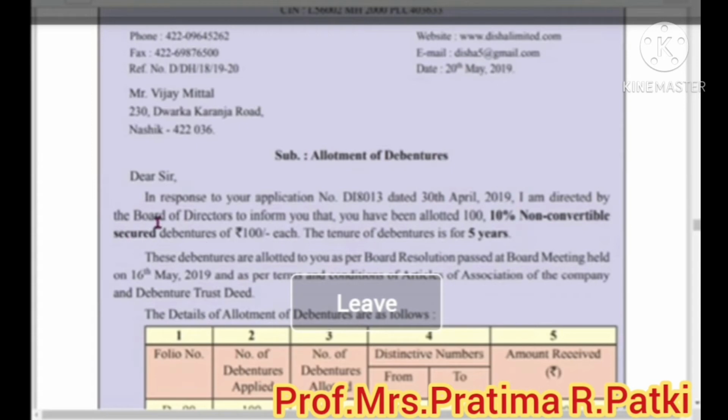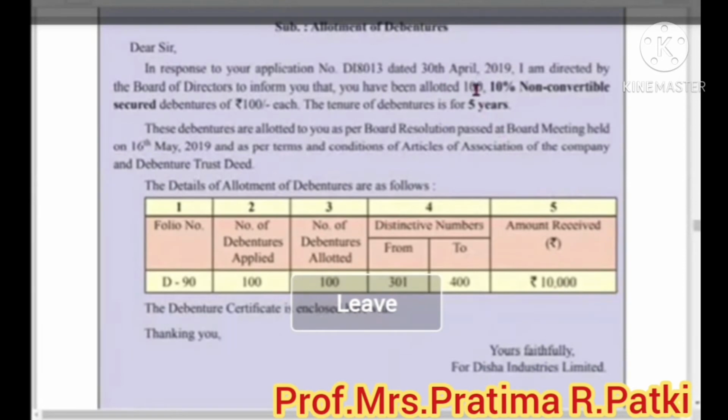I am directed by the board of directors to inform you that you have been allotted 100. So how many debentures are being given? 100. So the number of debentures allotted is 100.